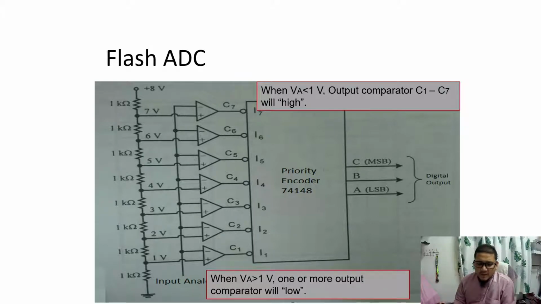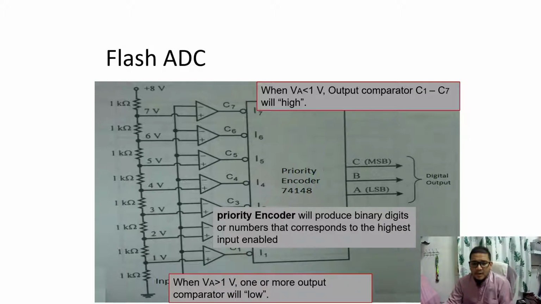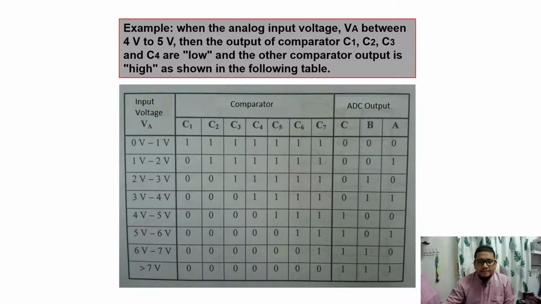When VA is greater than 1, for example 2, then one or more comparator outputs become low. It depends on the level of reference that we compare. So the priority encoder will produce the binary digits or number corresponding to the highest input enabled. So we look at the example here.